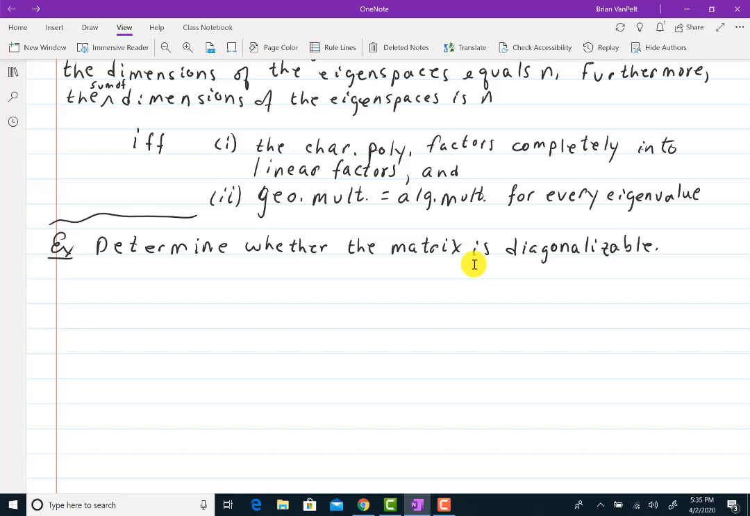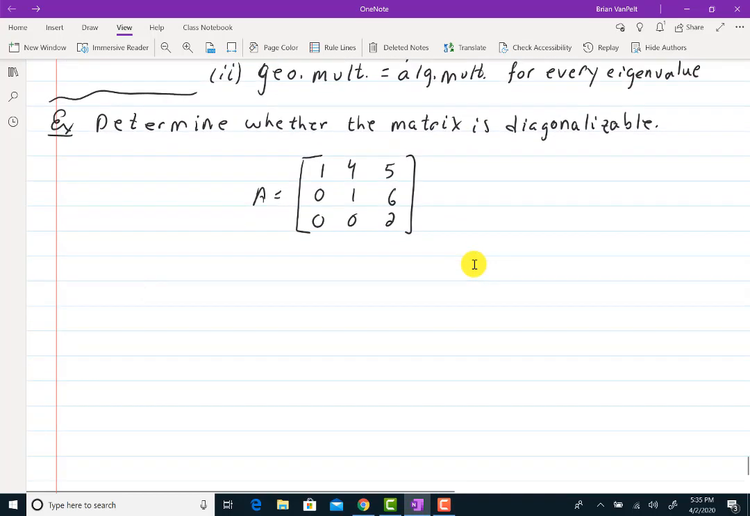So what is my matrix? I'm going to put 1, 1, 2 down the main diagonal, and then I'll go 4, 5, 6 for the rest. Now we already know that lambda equals 1, 1, 2 are eigenvalues.